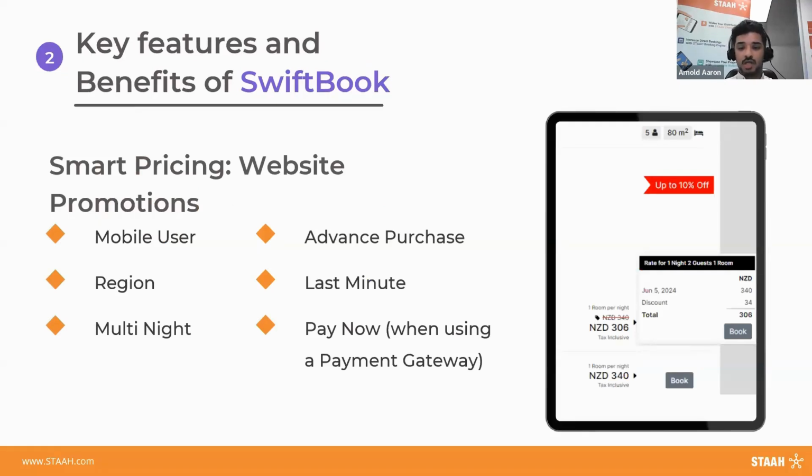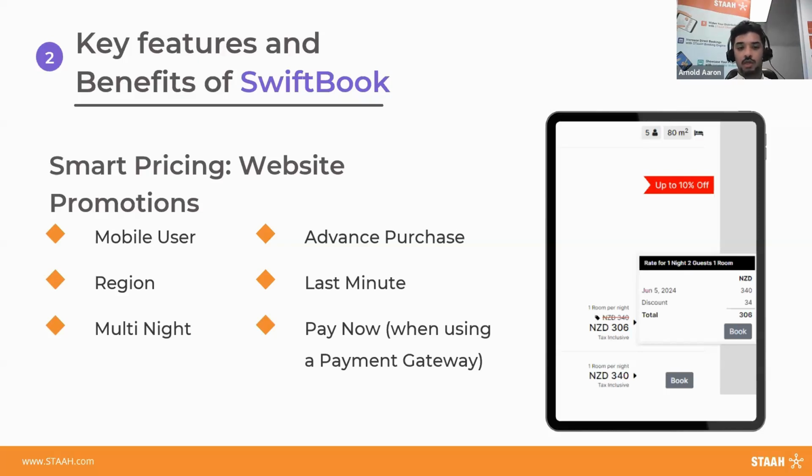Some other key features now, and if you're already using STAAH, you probably already know about this feature specifically, which is what we call smart pricing. In other words, it's a way to create promotions for your own website. Now, there are 6 different ways that you can create your smart pricings for your website. And essentially what smart pricing does is it helps you in reducing the number of package offerings that you have on your website by automatically doing the job of a package.